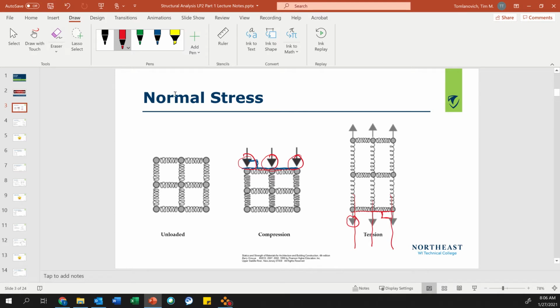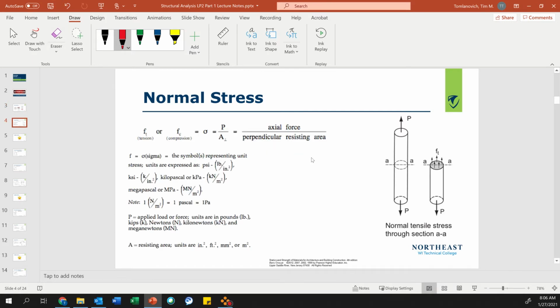Okay, so if we look at a formula, you have force in tension or force in compression. F in your textbook stands for force. T stands for tension, subscript C stands for compression, or this is that term sigma, Greek letter sigma. It means the same thing. P, actual force, that is in pounds, divided by the perpendicular resisting area. See this little thing here? That is a perpendicular sign. That looks like an AutoCAD function.